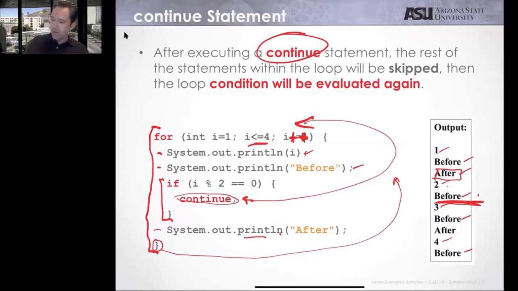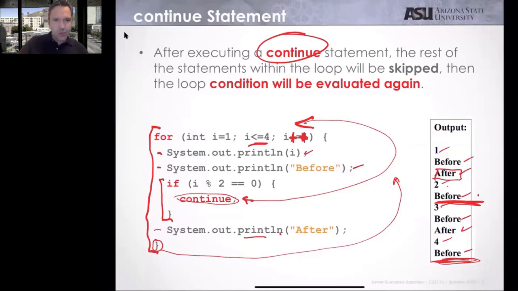For the 3, you print after again, the condition was false. For the 4, the condition is true again, and after is missing again. So what do I have here? I want you to print all the numbers, 1 to 4. Could be 1 to 10.